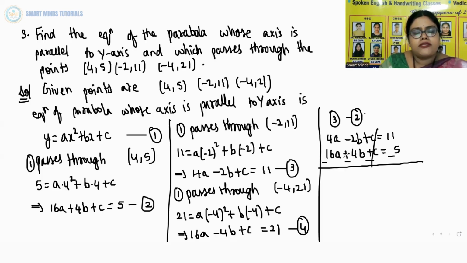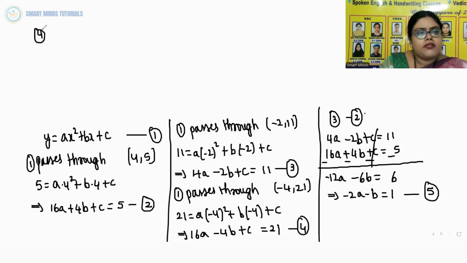So 4a minus 16a is minus 12a. Minus 2b minus 4b is minus 6b. 11 minus 5 is 6. So if I take 6 common, we get minus 2a minus b is equal to 1. This is equation number 5.